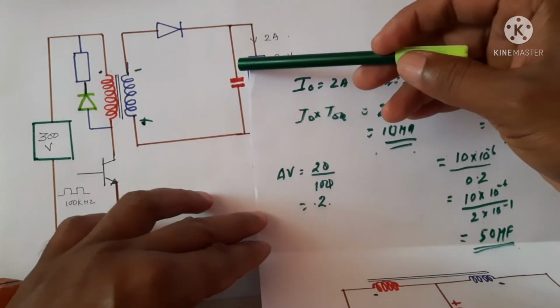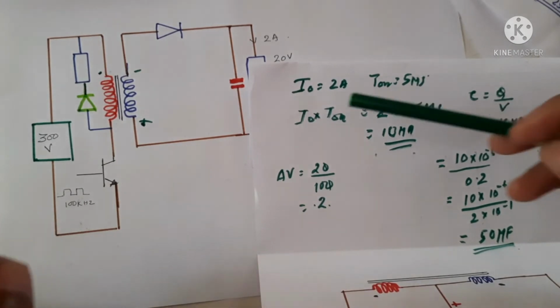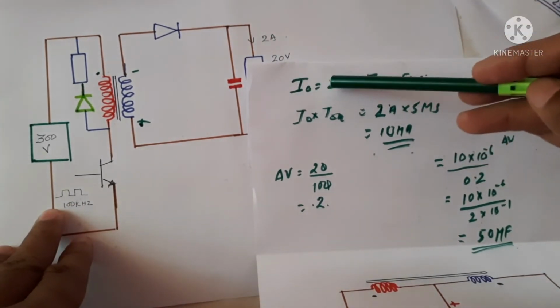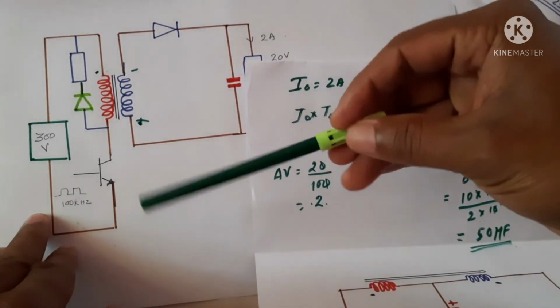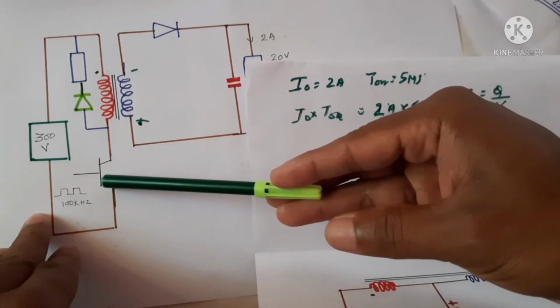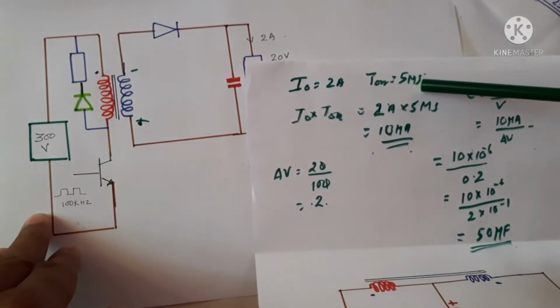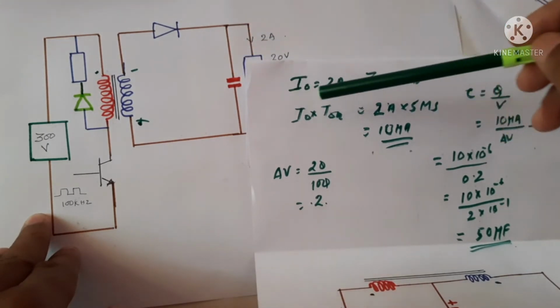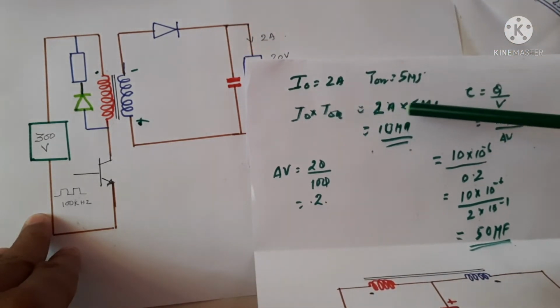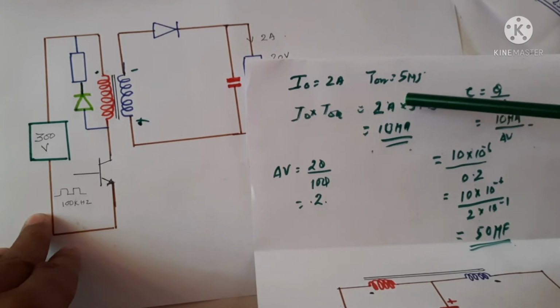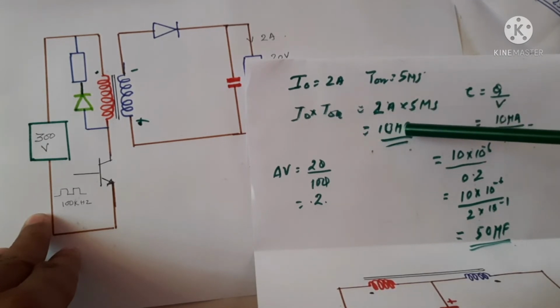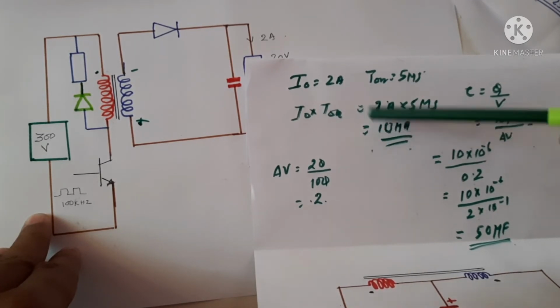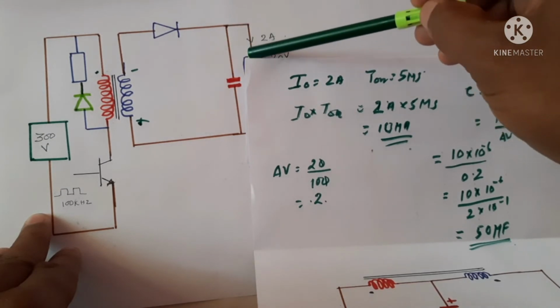Now we want to calculate the value of the capacitor. The current we want is 2 amperes, and the time this transistor is on is 5 microseconds. So during this time the capacitor has to provide the current. So 2 amperes of current for 5 microseconds means 10 microcoulombs of charge is needed from the capacitor to supply during this time.